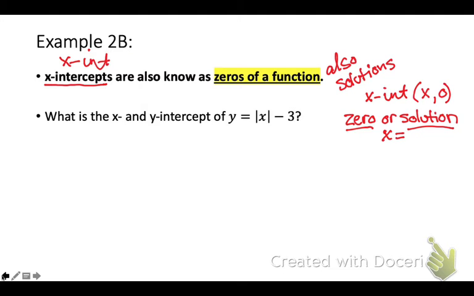Okay, so find the x and y intercept. Remember, I'm just going to draw a picture to remind you. We're going to start with the x-intercept, and we're always going to label our work. So x-intercept of y equals the absolute value of x minus 3. The x-intercept happens right here. What's the y value there? 0. So what I do is take the equation and plug 0 in for y.